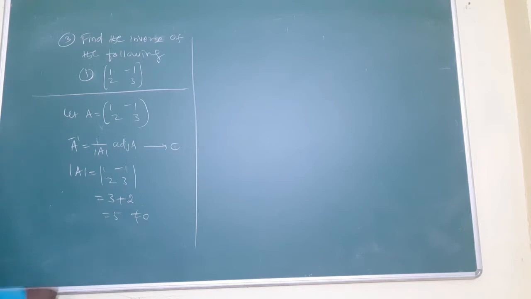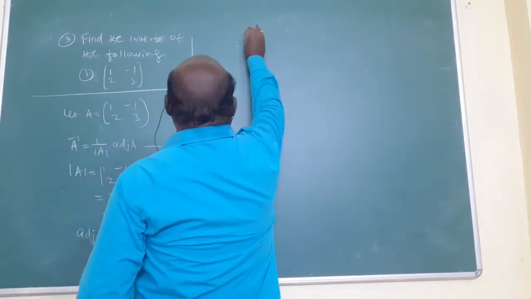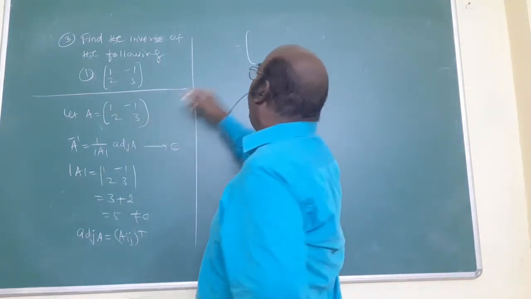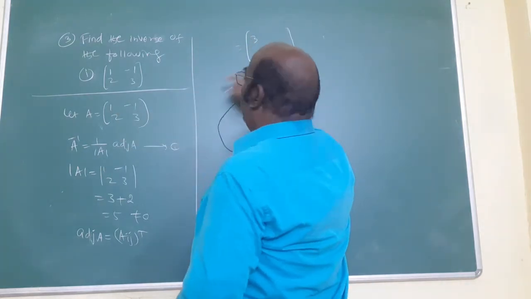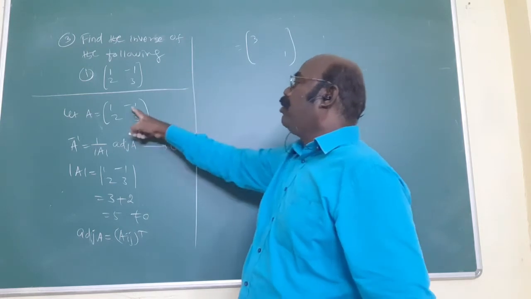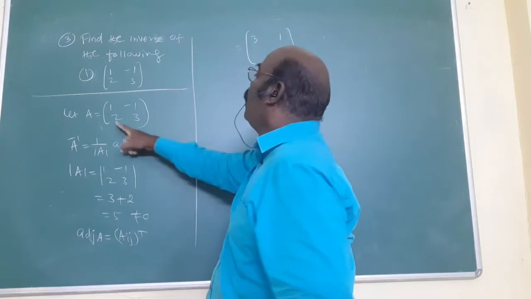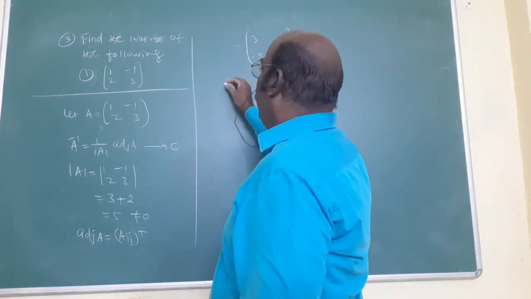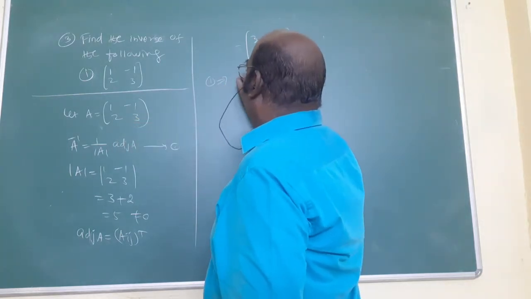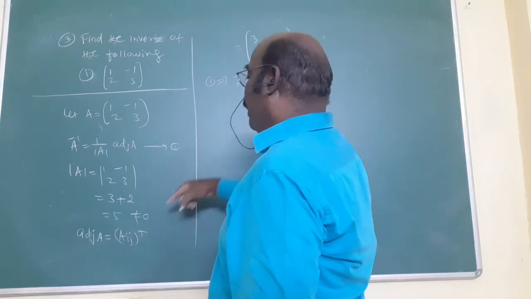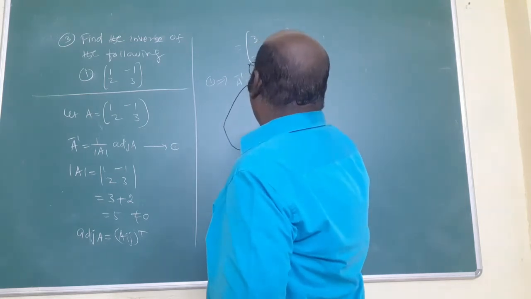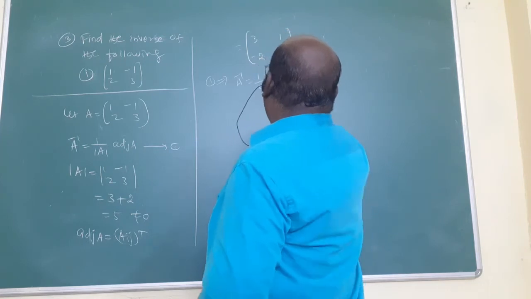Am I right? Now adjoint, what is the formula? Adjoint is equal to Aij power T. What did I tell you for 2 cross 2 matrix? For adjoint, the first diagonal, interchange the elements: 1 3 becomes 3 1. Next, only change the sign: the minus 1 becomes plus 1, and the minus 2 stays minus 2. This is the adjoint. Now what is the formula? A inverse is equal to 1 by denominator of A, that's 5, into adjoint. We got 3 1 minus 1. That is the answer.